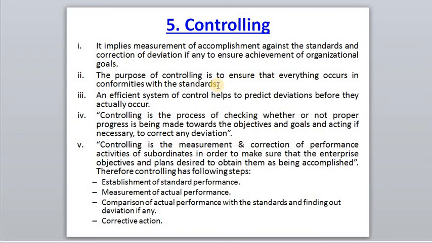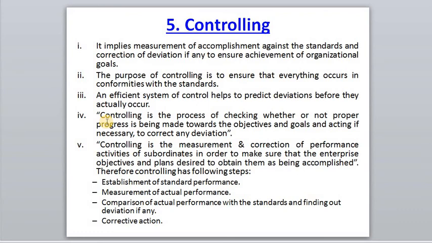Okay, so controlling plays a role in order to maintain the standards. Again, serial number 3 is very important. An efficient system of control helps to predict deviations before they actually occur. So we have to predict the deviations. If there are large numbers of deviations, there may be changes in the construction work, so we have to first predict the deviations. If we are predicting the deviations, that means we are controlling the various activities.